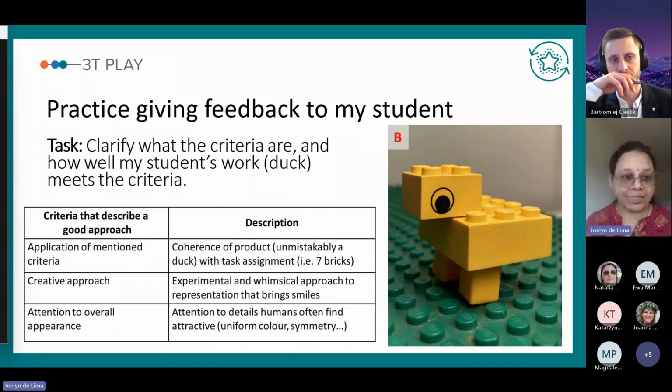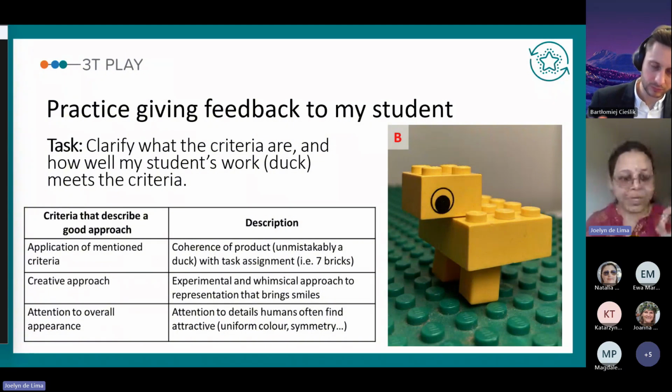So please take the next 30 seconds or so to give my student feedback by clarifying what the criteria is and telling them how they met the criteria. You can use any of these 3 criteria mentioned in this rubric. So type it out. You can paste it into the chat, but don't hit enter.